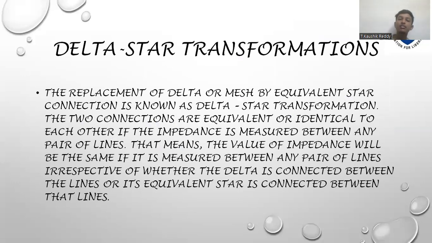So what is delta-star transformation? The replacement of a delta or mesh by an equivalent star connection is known as delta-star transformation. The two connections are equivalent or identical to each other if the impedance measured between any pair of lines is the same, irrespective of whether the delta or its equivalent star is connected between the lines.